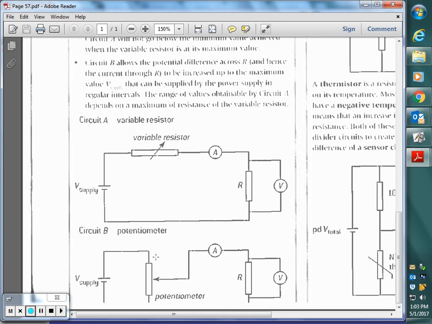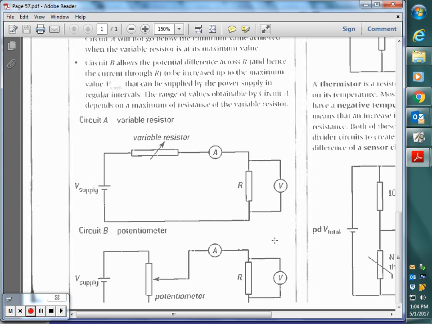With the potentiometer, in circuit A, the one with the variable resistor, we said we could never prevent current from flowing through that resistor. Here we can. By adjusting the potentiometer, you can just allow current to flow through this loop of the circuit, and it never gets over here. And if it never gets over here, this is 0 and this is 0.